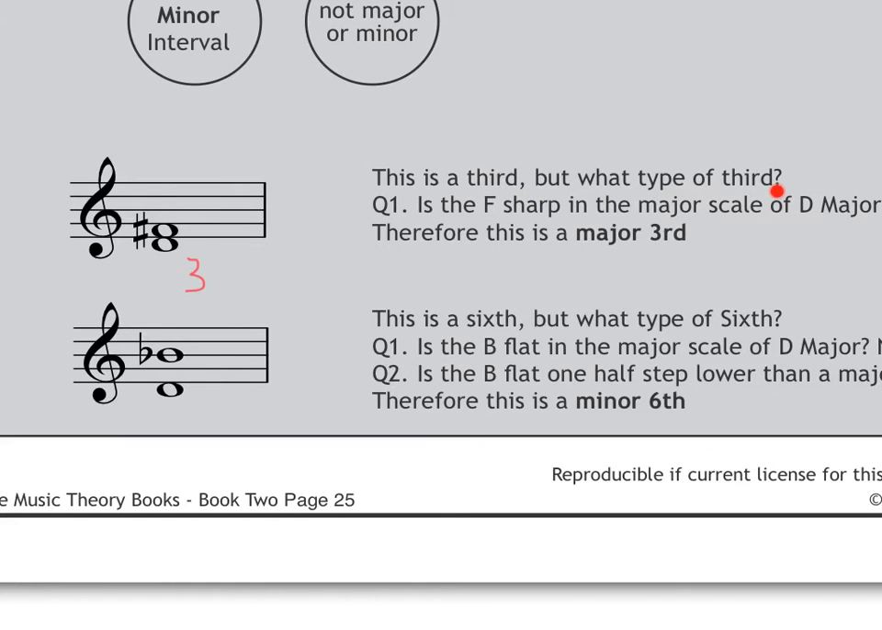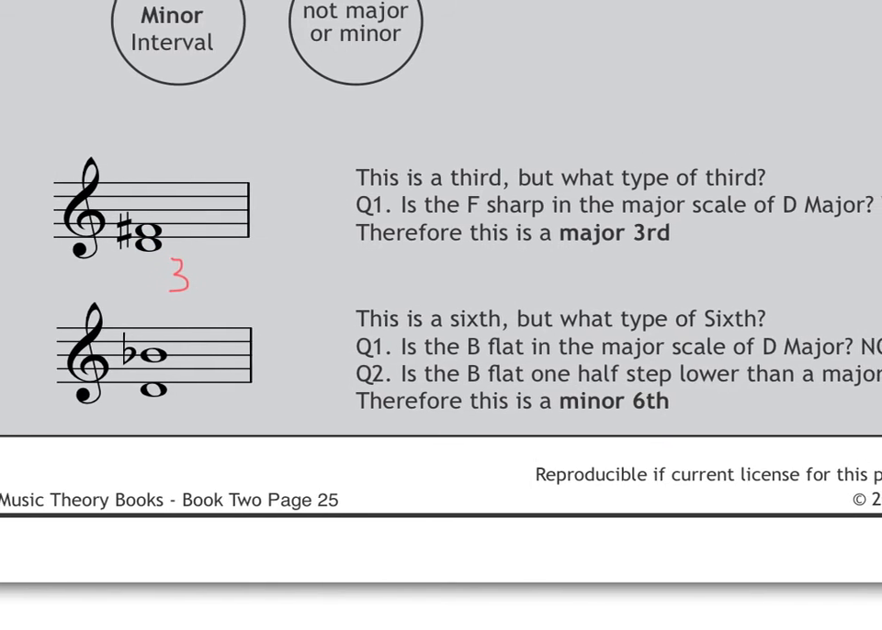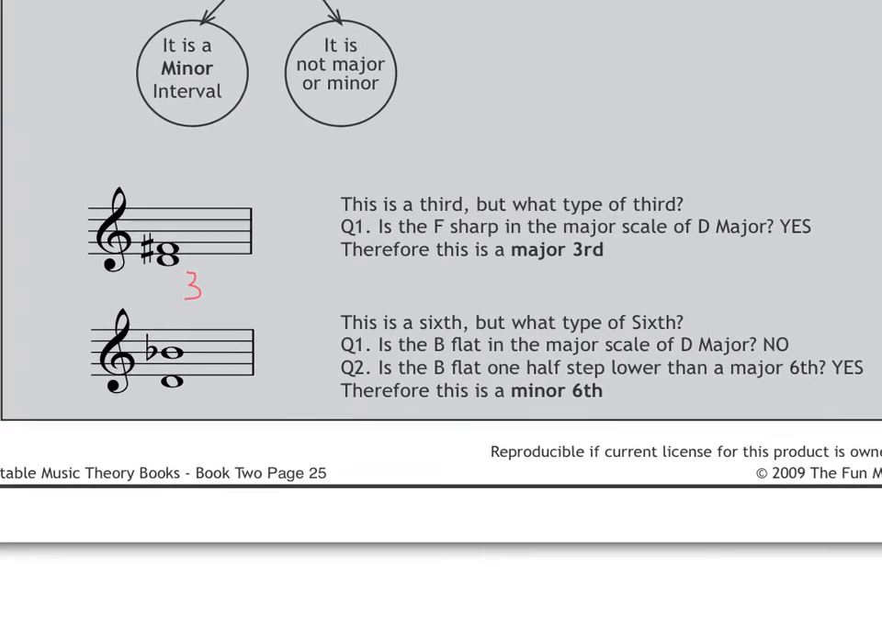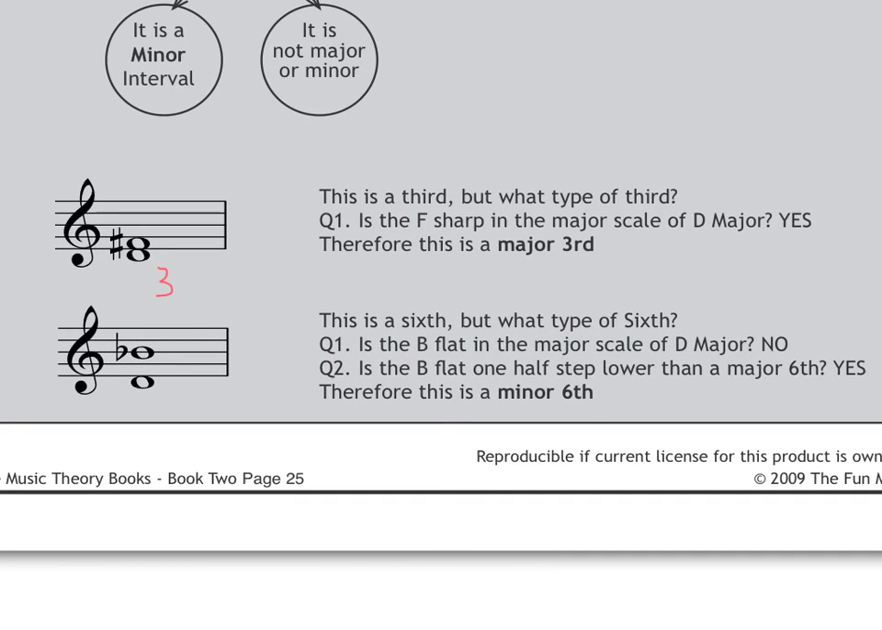But what kind of third? We know that thirds can be major or minor. Major thirds are never perfect, right? Perfects are only 1, 4, 5, and 8. So this is either a major or a minor third. But what kind of third is it? First we have to determine, is the upper note part of the scale of the lower note? So the question is, is the F sharp in the major scale of D major? And the answer is yes.